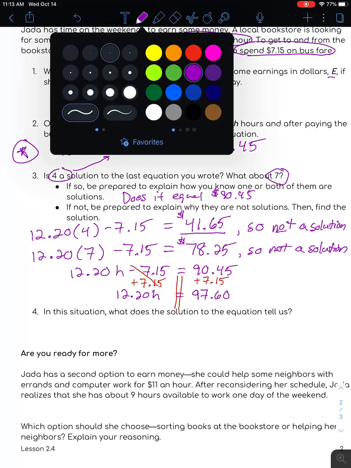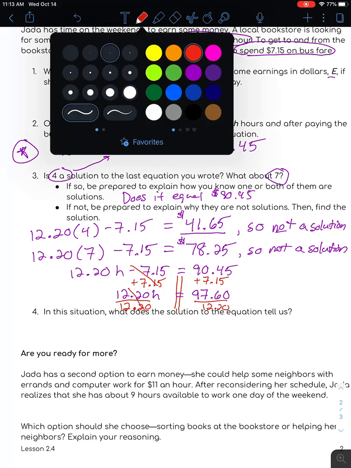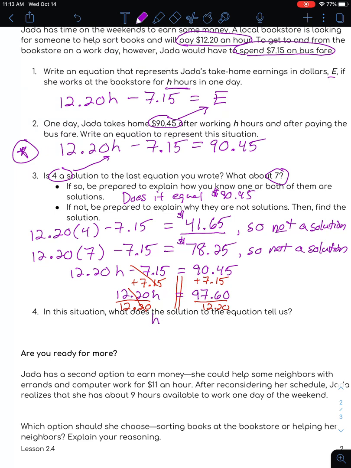All right, we're running out of space here, but we'll just do the best we can with it. So 12.20 times h, so to undo multiplication, to get the h by itself, we're going to divide both sides. All right, so that gives us the 1h, or just h left over on the left side. And $97.60 divided by 12.20 actually comes out to exactly 8. So h equals 8 is our solution.